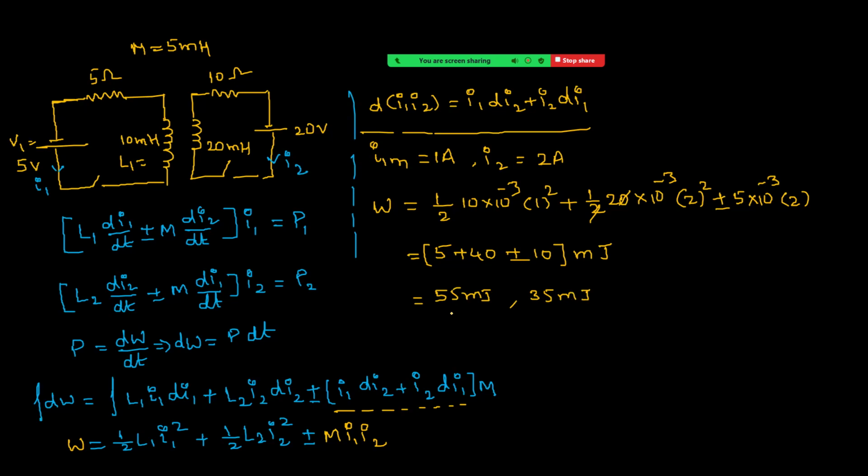But if you see practically, our intention is to store more potential energy. That means if it is a supporting, if you take a plus, in that case, it will be 55 millijoule. Otherwise, it can be either 55 or 35. Okay. Let us see next one.